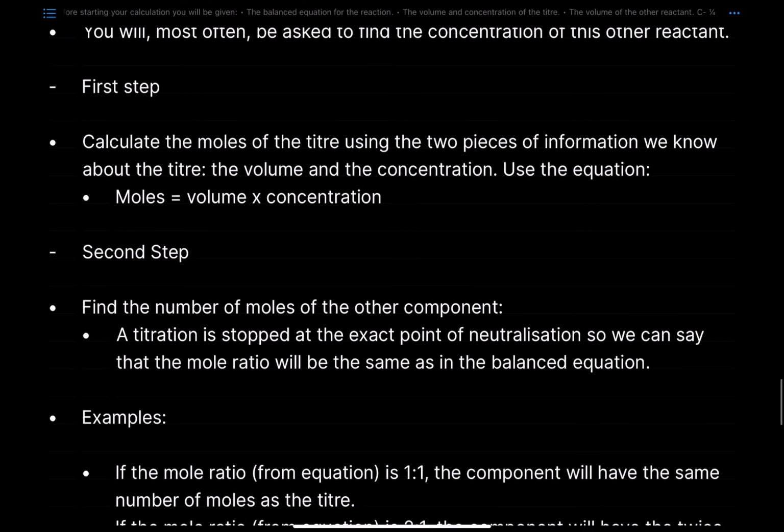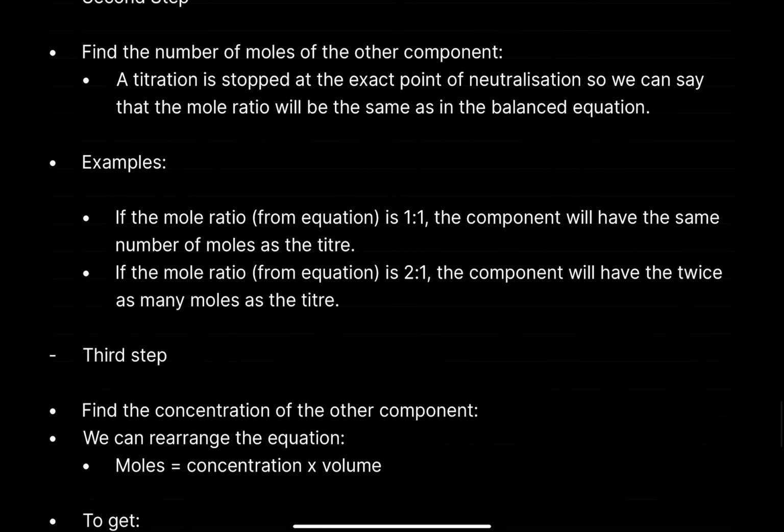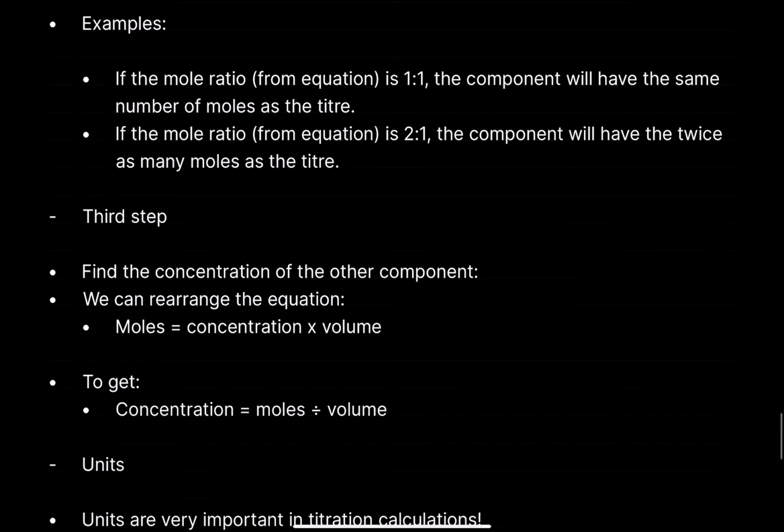For example, if the mole ratio from the equation was 1 to 1, the component will have the exact same number of moles as the titer, because we're just doing the reaction to completion, so it'll follow the exact same principle. If the mole ratio from the equation was 2 to 1, the component will have twice as many moles as the titer, which is what we'd expect. So you don't need to think about it any differently.